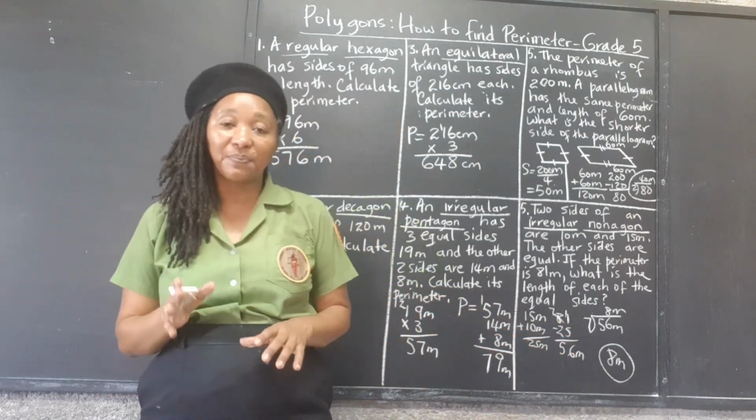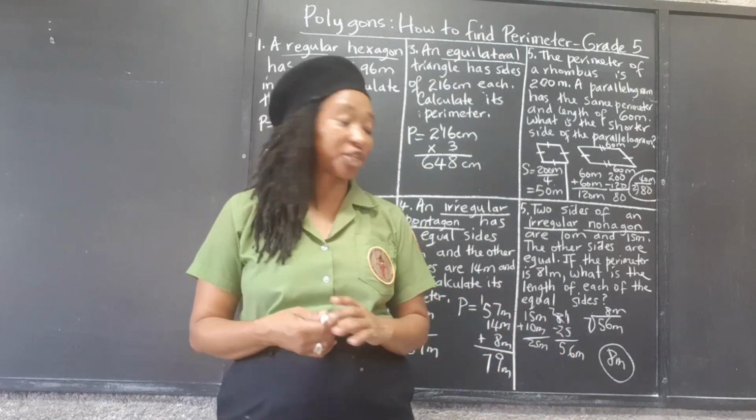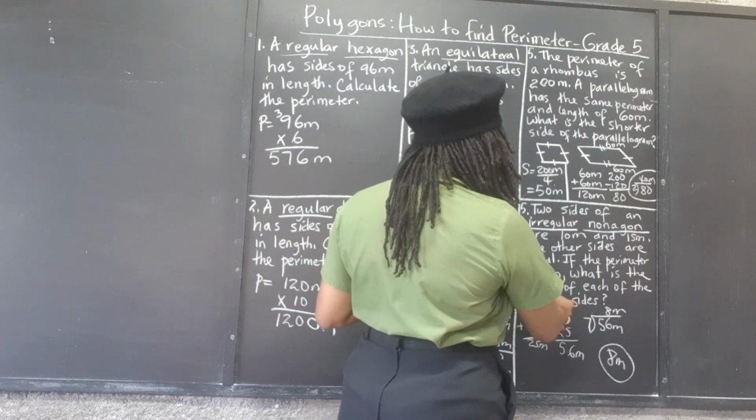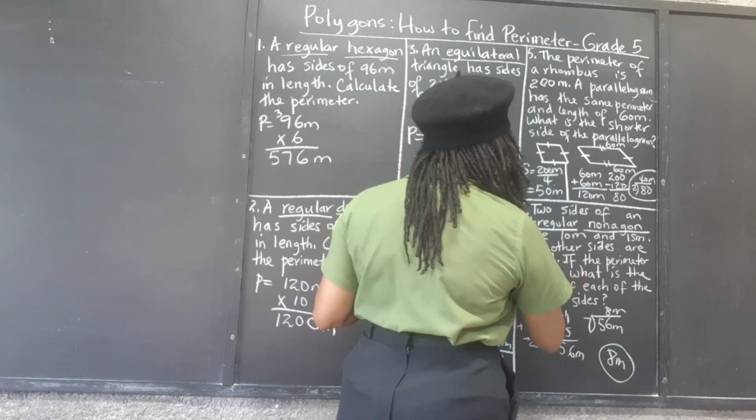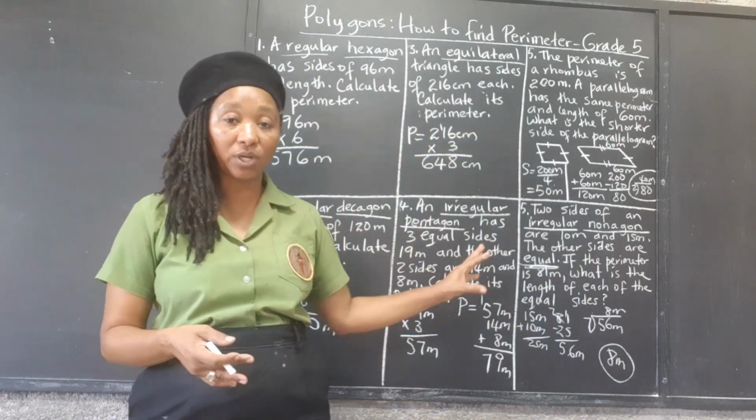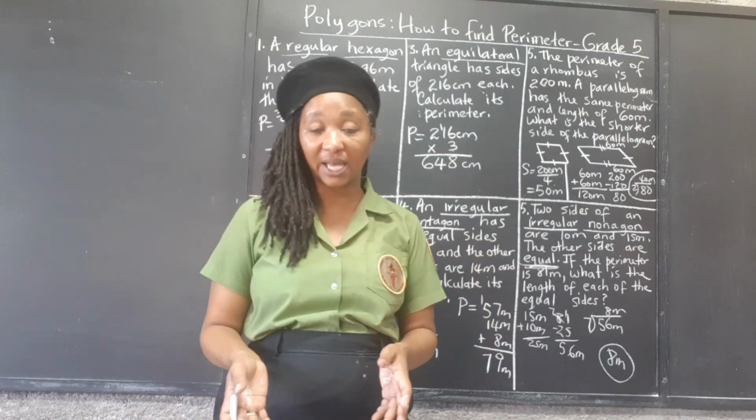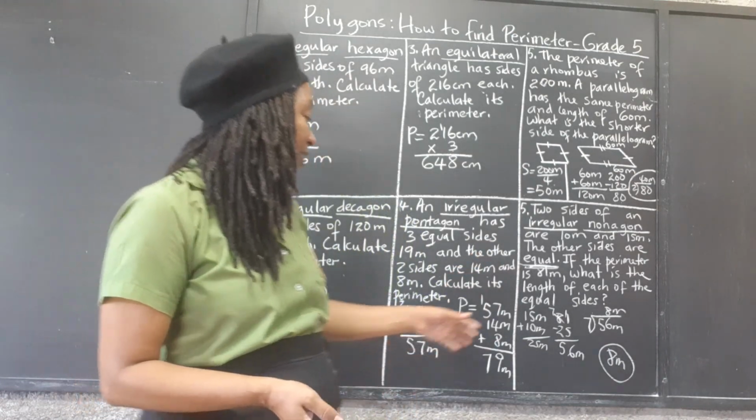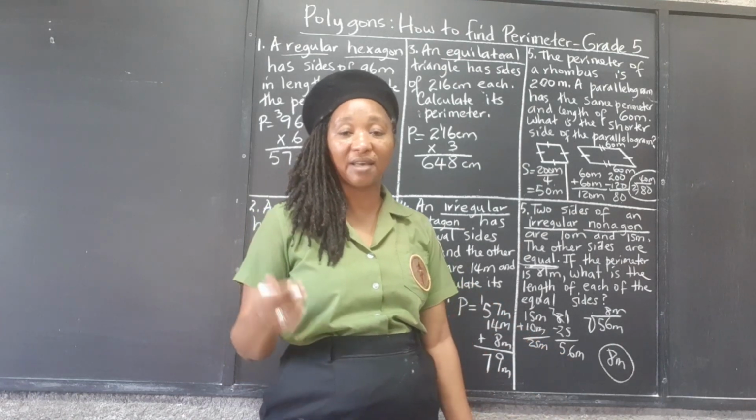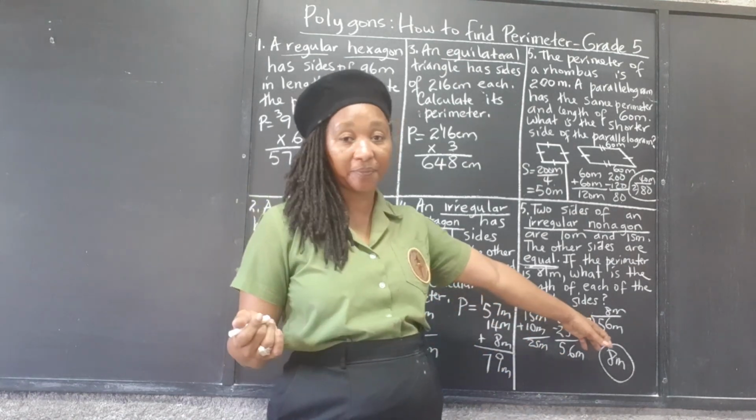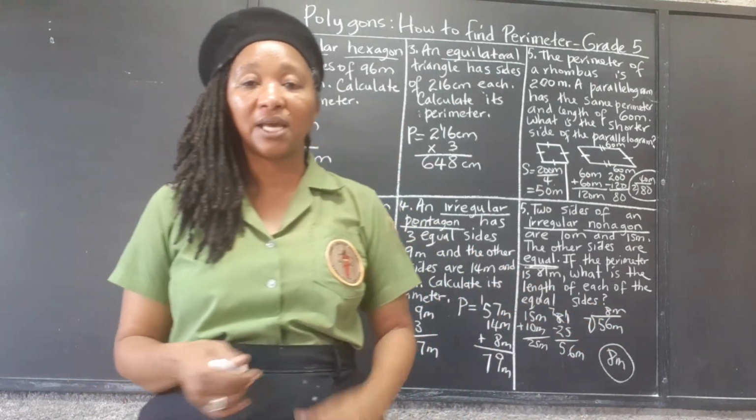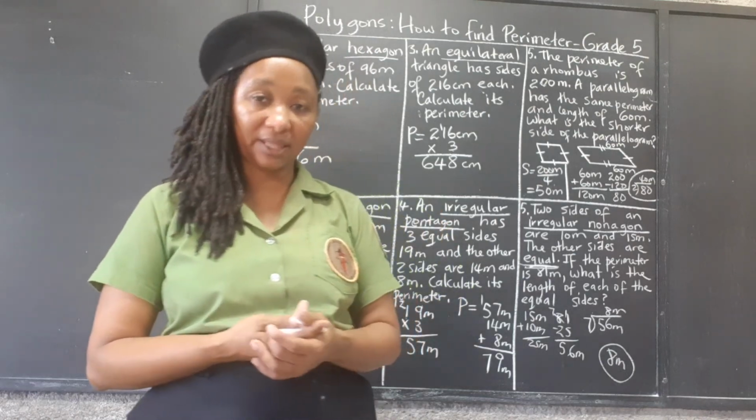So the 56 meters that are left, we need to share it equally because it says the other sides are equal. The other 7 sides, if it's 9 sides, 2 not equal, then the other 7 sides are equal. So we need to share that 56 meters among the 7 equal sides. So we divide by 7 and we get 8. So each of those equal sides has 8 meters in length.